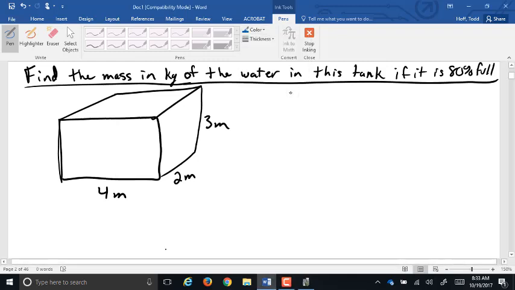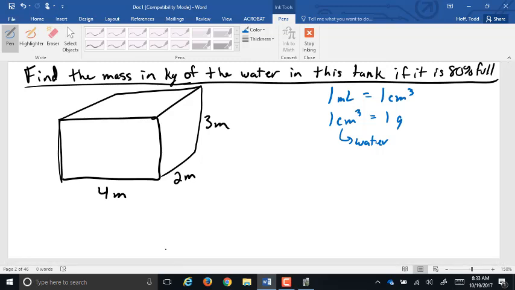So I asked you to find the mass in kilograms of water in this tank, if the tank is 80% full. There's a couple of things we need to know. One is 1 milliliter is equivalent to 1 cubic centimeter. And that 1 cubic centimeter is equivalent to 1 gram, if that cubic centimeter is water. 1 gram is defined to be the mass of 1 cubic centimeter, or 1 milliliter of water.